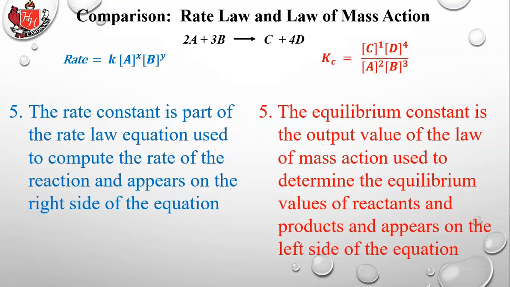5. The rate constant is part of the rate law equation used to compute the rate of the reaction and appears on the right side of the equation. For the law of mass action, the equilibrium constant is the output value of the law of mass action used to determine the equilibrium values of reactants and products, and appears on the left side of the equation. So just look where the K's are in each of those equations.